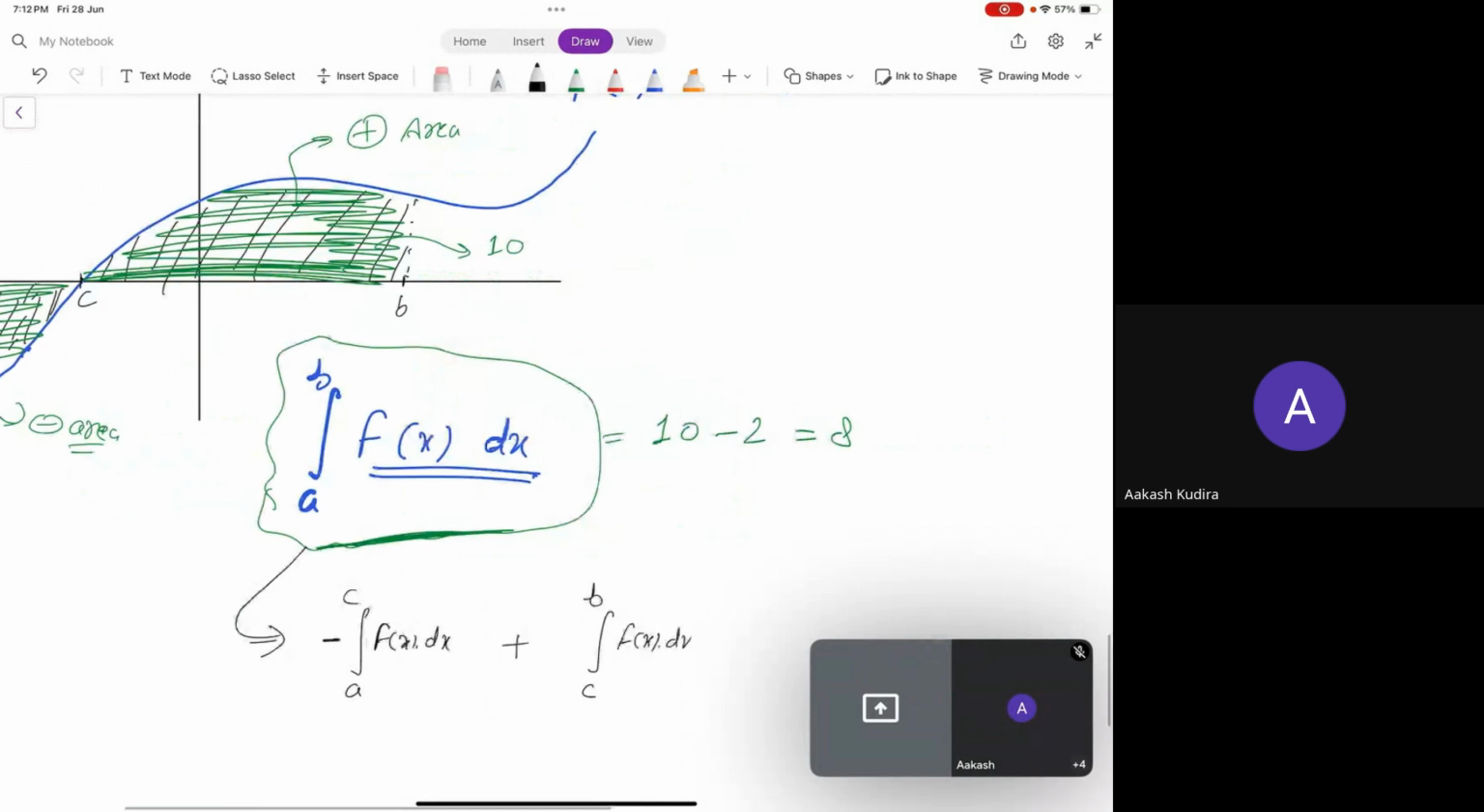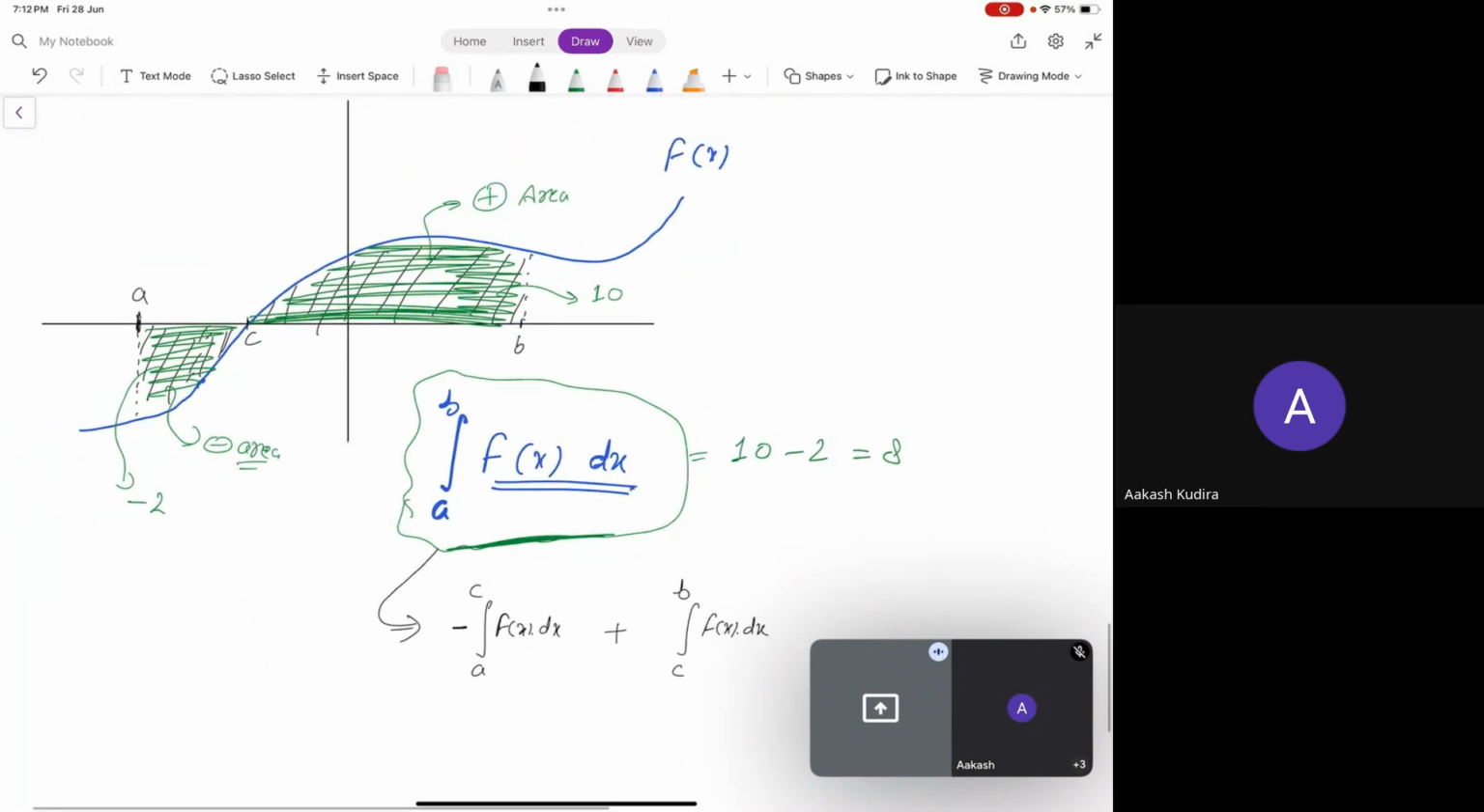Integration of f(x) dx, this is actually the area theory. We will study it in the area chapter, but I am telling you the basic meaning of this integration. If you want to calculate the total area, obviously this area is negative, that's why you have to put a minus sign here to make this positive. Obviously the value of this integration is negative, so I put a minus sign to make it positive.